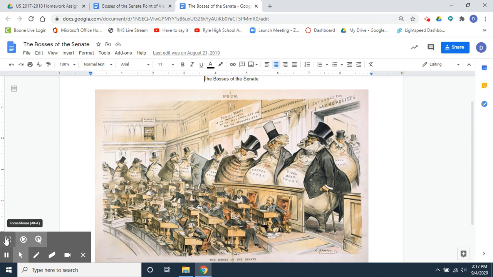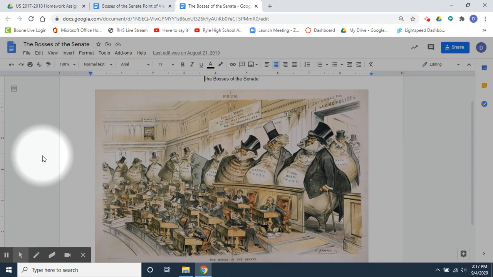Let me see if I can get my spotlight thing. Okay. So a few things. It's called Bosses of the Senate. We have a bunch of congressmen, some U.S. senators, and they're all at their desks, kind of lounging about. They don't look too busy. And then behind them, we've got all of these big, giant, fat, wealthy industrialists. Remember, these are the captains of industry or the robber barons.